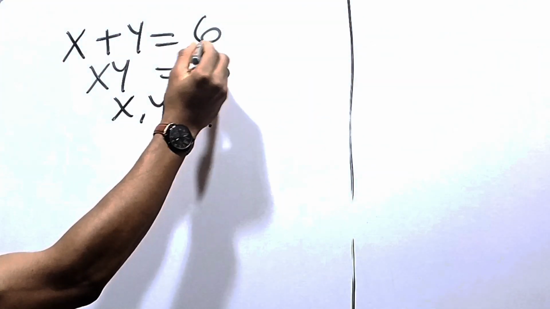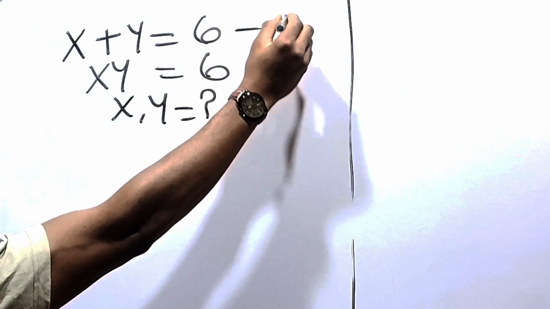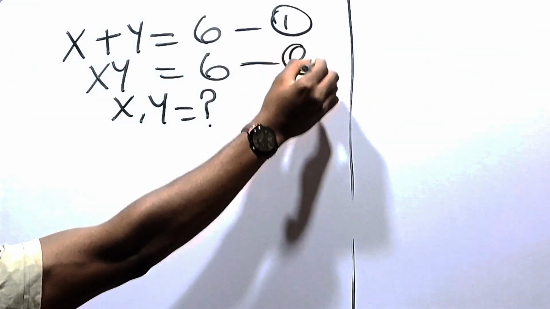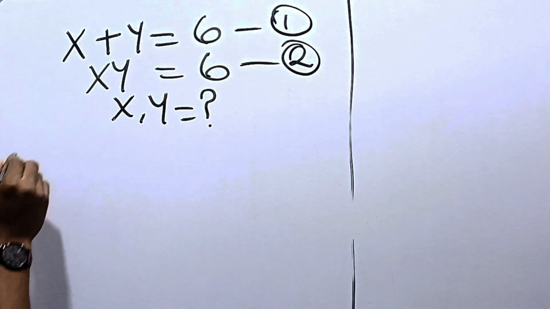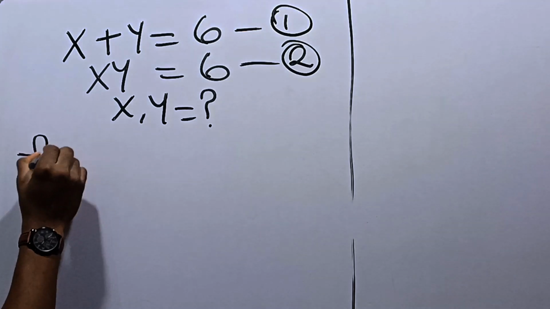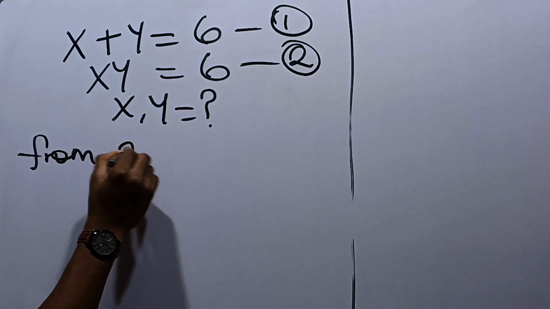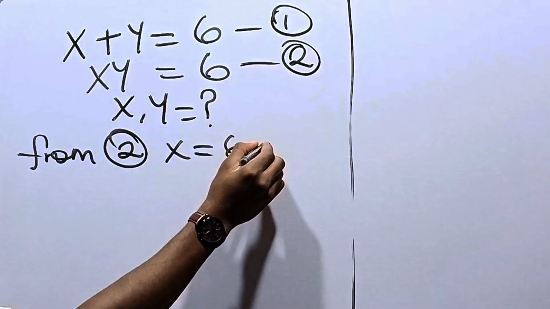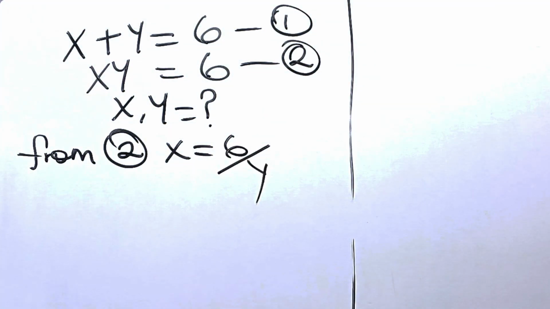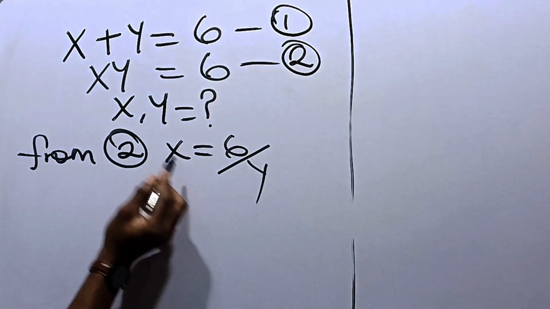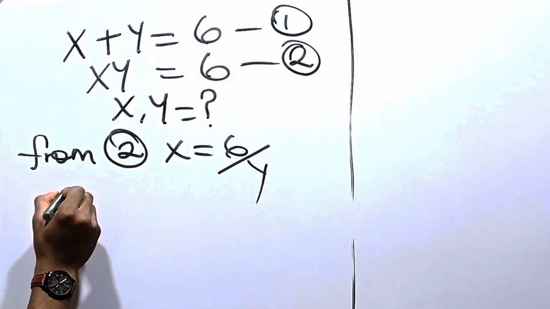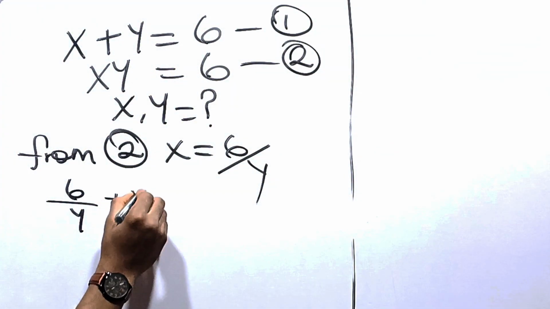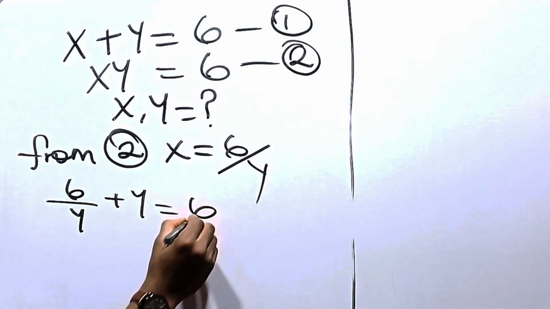Now x plus y equals 6, let's call this equation 1. And xy equals 6, let's call this equation 2. Okay, so we can say that from equation 2, x is equal to 6 over y. Let's substitute x as 6 over y in equation 1. We have 6 over y plus y is equal to 6.